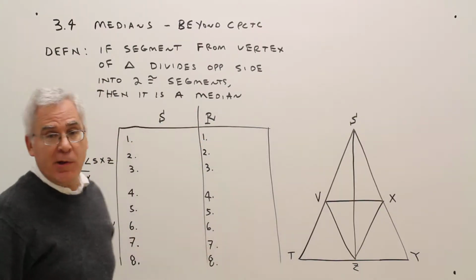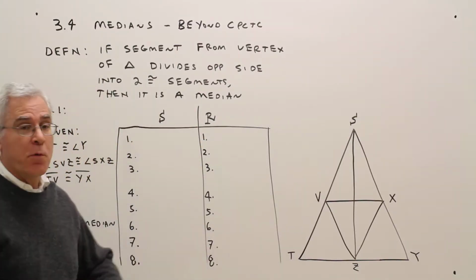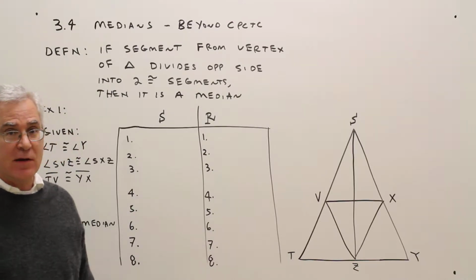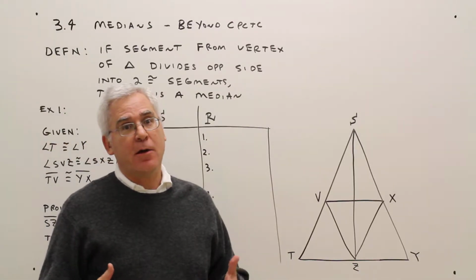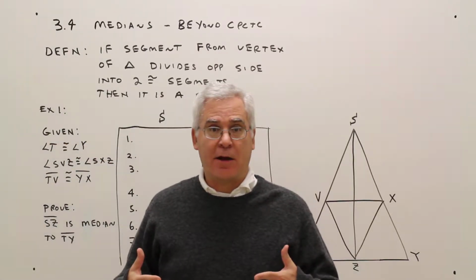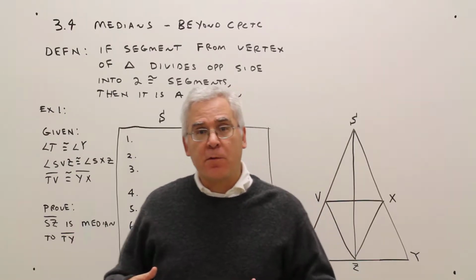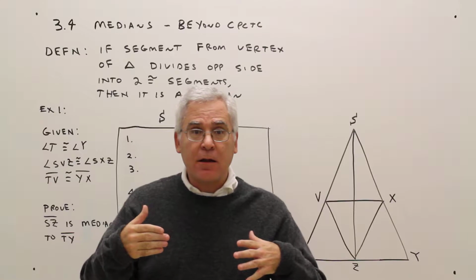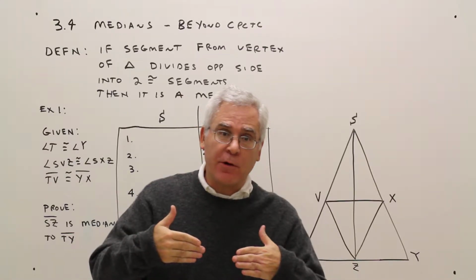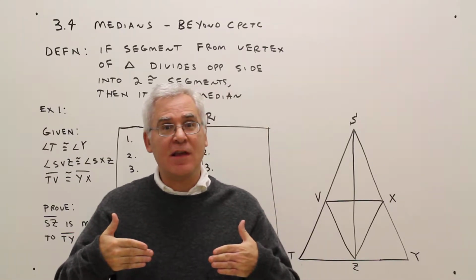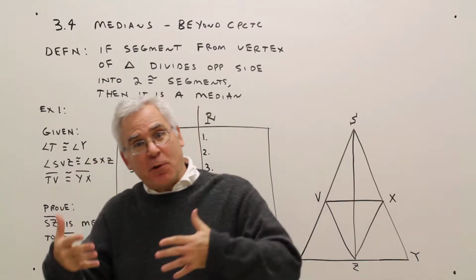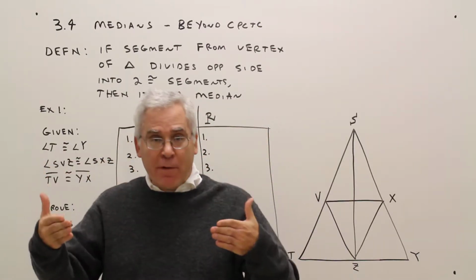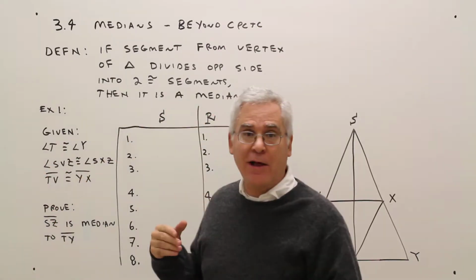Welcome to video 3.4, medians, which are beyond CPCTC. Let me review what's going to be going on here. First, we're going to get triangles congruent. Then, we're going to get parts congruent by CPCTC. And then we're going to use those congruent parts to prove other things like medians and altitudes.